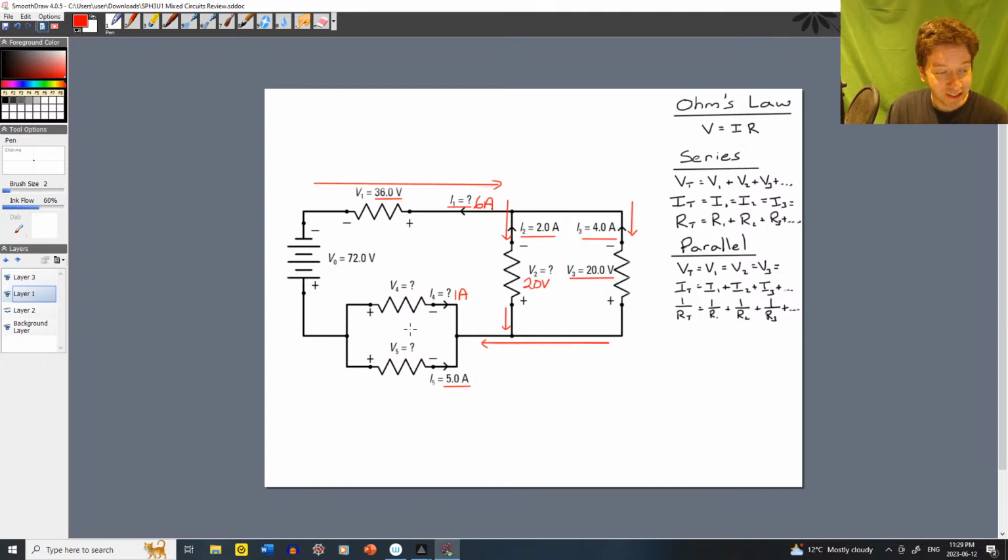And as we go this way, whichever path it chooses, it must lose the amount of voltage equal to what it gained at the source. So if we've lost a total of 56, we need to lose another 16 volts. And it doesn't matter which path it takes, that's what we're going to lose. So that's our quick review. So let's go over and let's solve a circuit here.